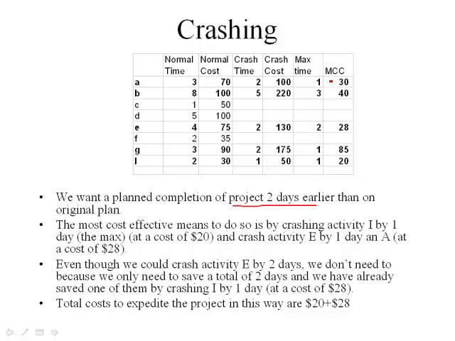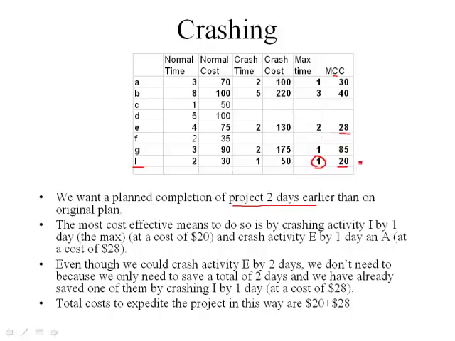Now, if I look at the MCC column, I can see that that is activity I, with a marginal crash cost of $20. However, the max time on that is only 1 day, so that's going to give me 1 day, right? But I still need 1 more day. So now what do I do? Well, I look for the next cheapest marginal crash cost. That's $28. That's activity E. I can crash that activity up to 2 days, but I only need 1 day. So I'm just going to reduce that activity by 1 day to get my 2 days.